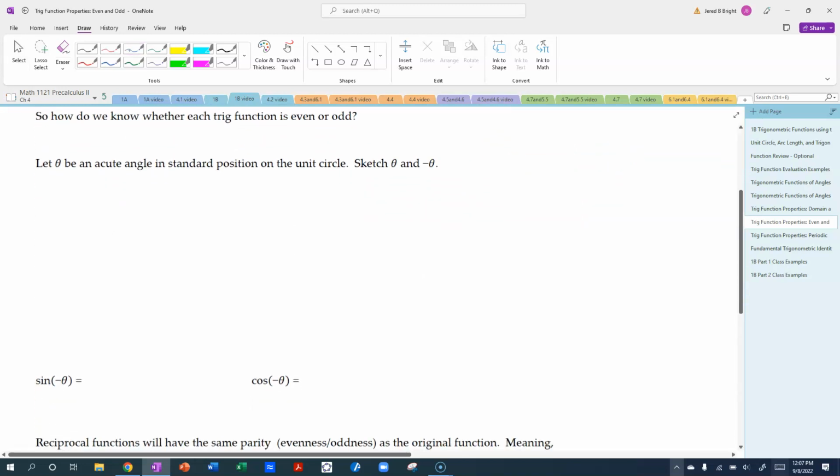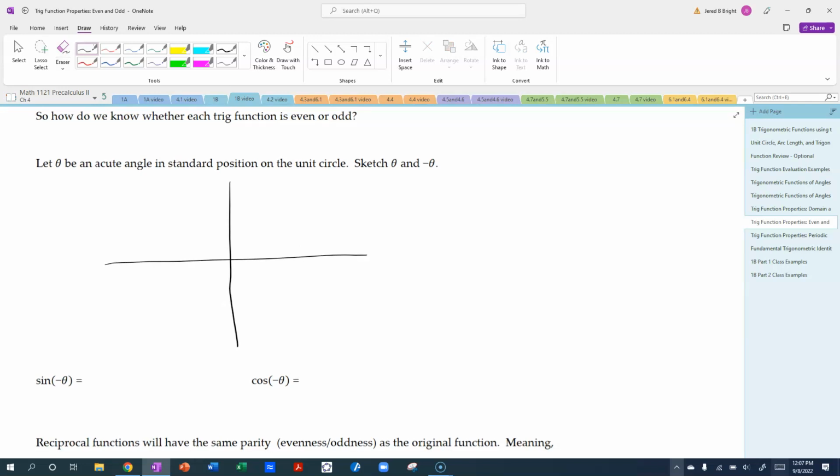Okay, let's investigate this a little bit further. So we're going to think about theta being an acute angle in standard position on the unit circle. Okay, so I need a picture, and it's a sketch later on in the instructions. So we're going to do that. Let's get a better line going. Okay, so here is my wonderful circle. Hey, that isn't too bad.